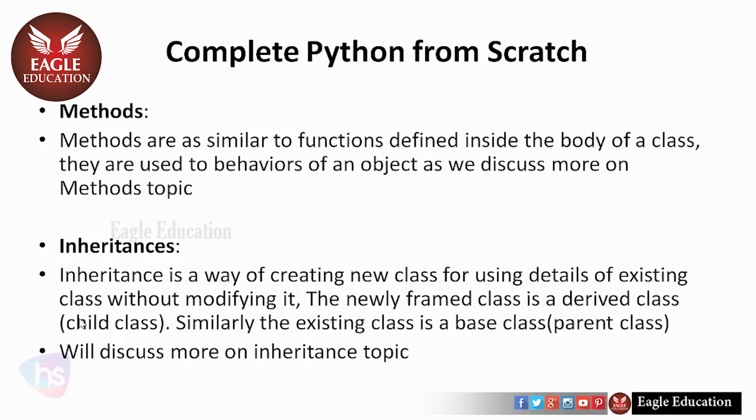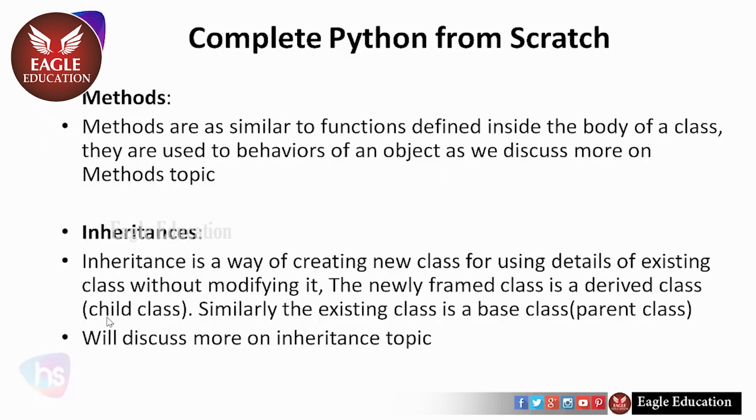All right, that's the slight difference between these two. And inheritance: inheritance is a way of creating a new class using the details of an existing class, without modifying or disturbing anything in it. The newly created class is the derived class, or child class. Similarly, the existing class is the base class, the parent class. We'll see an example here.